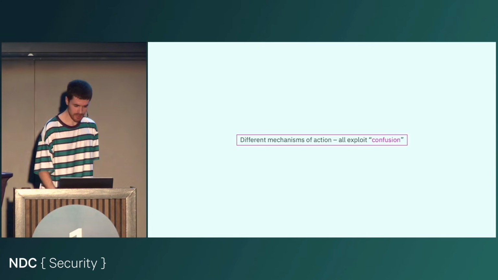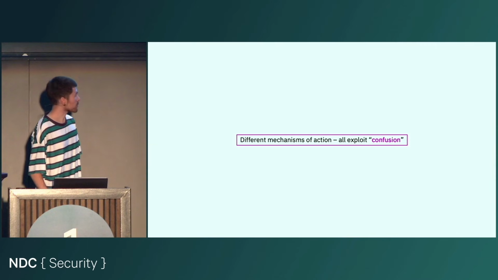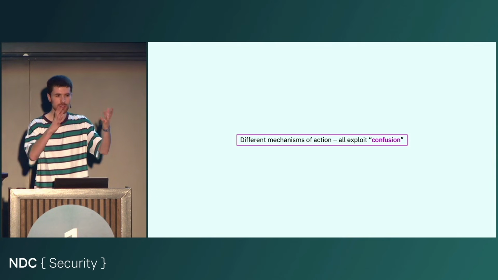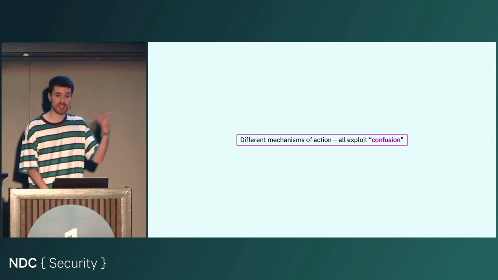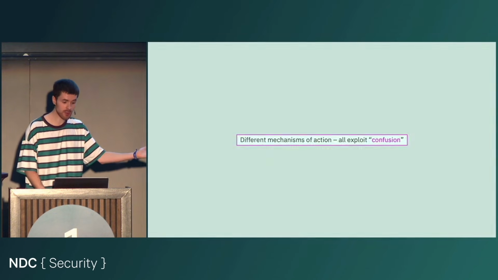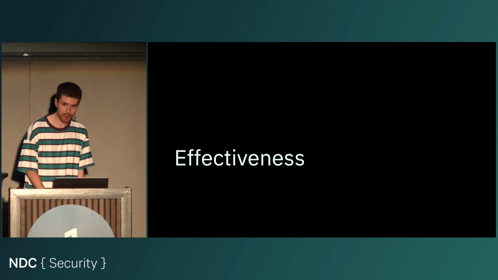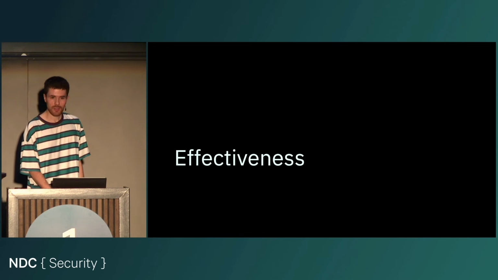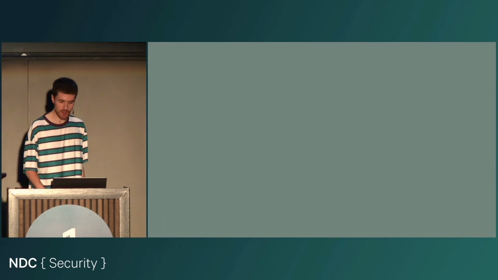Oh, well, that's a problem because all of these mechanisms of action can exploit sort of this confusion idea, right? The detector can't really see the text anymore, so it stops working. But does it really stop working? Well, let's see some experimental results.